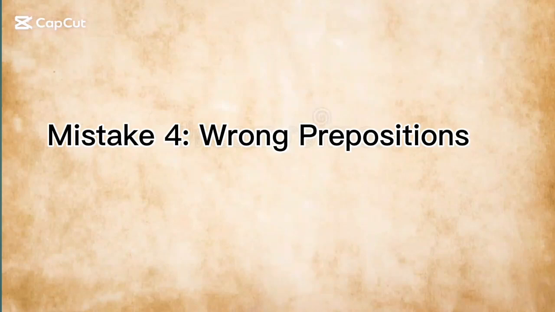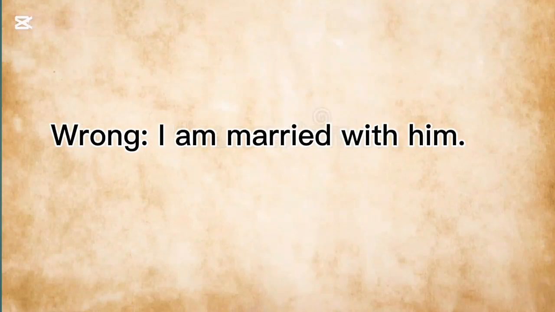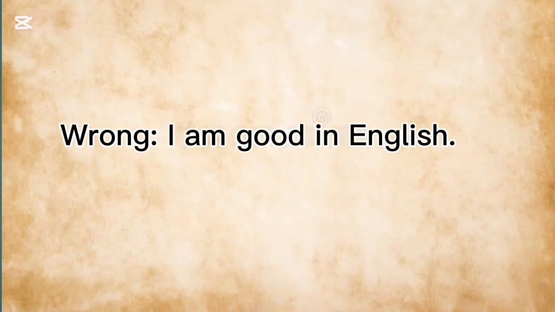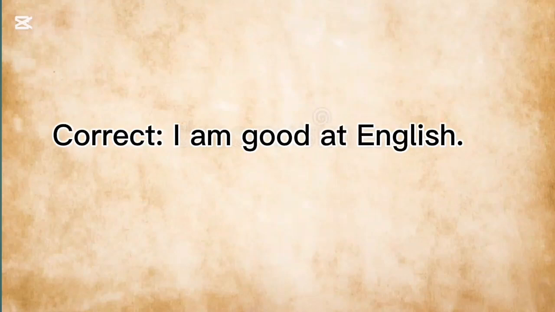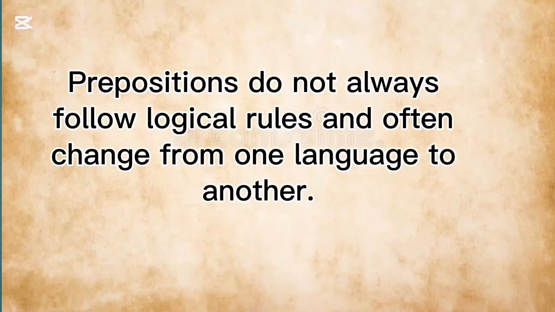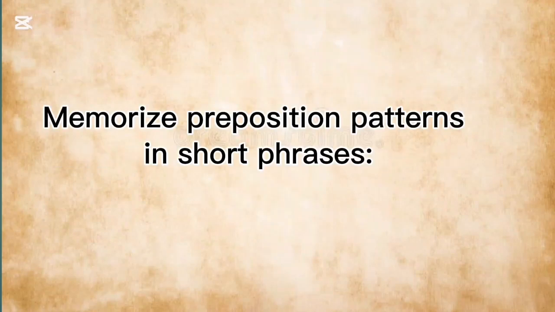Mistake 4. Wrong prepositions. Wrong: I am married with him. Correct: I am married to him. Wrong: I am good in English. Correct: I am good at English. Why it happens? Prepositions do not always follow logical rules and often change from one language to another. Fix. Memorize preposition patterns in short phrases.